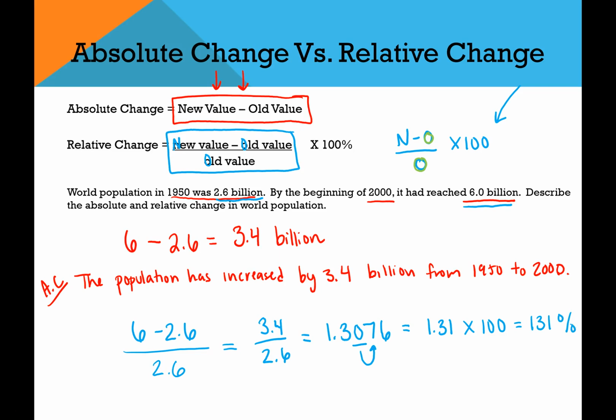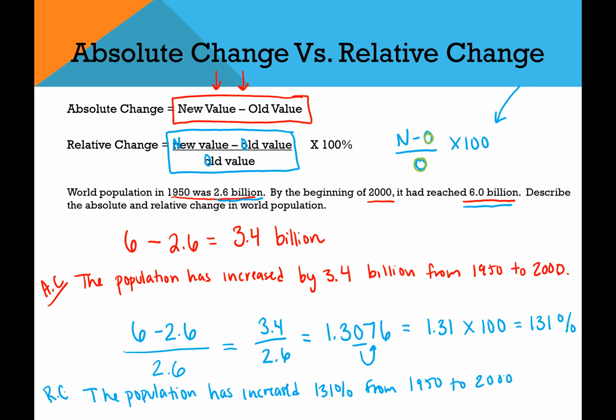So we could say that this is going to be relative change. We can say that the population has increased 131% from, you could say in 50 years, or just from 1950 to 2000.